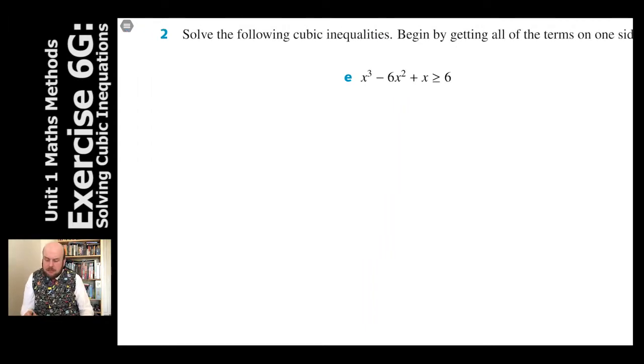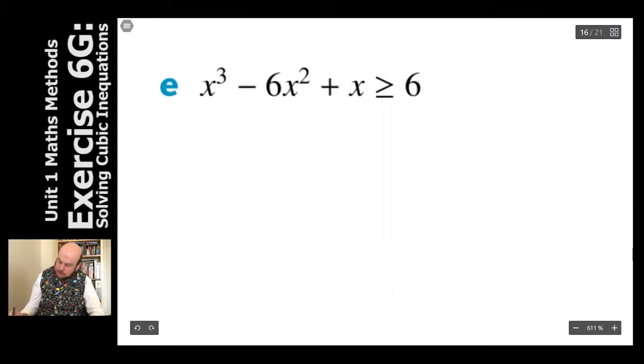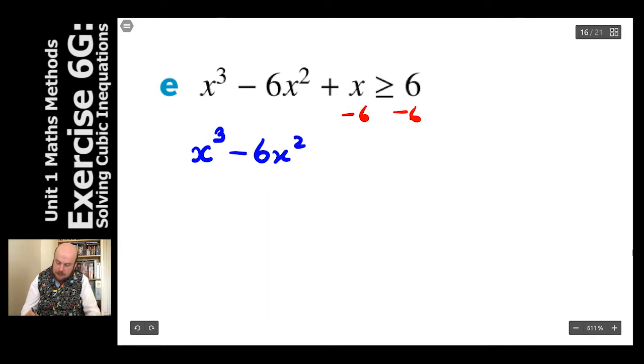The next one here says, solve the following cubic inequalities, begin by getting all the terms on one side. Yes, I would highly recommend it. What I'm going to do is move the 6 onto the left-hand side, and then factorize that, and then I'll be looking for any values that are greater than or equal to 0. So I'm just going to subtract 6 on both sides, and I get x cubed minus 6x squared plus x minus 6 is greater than or equal to 0.